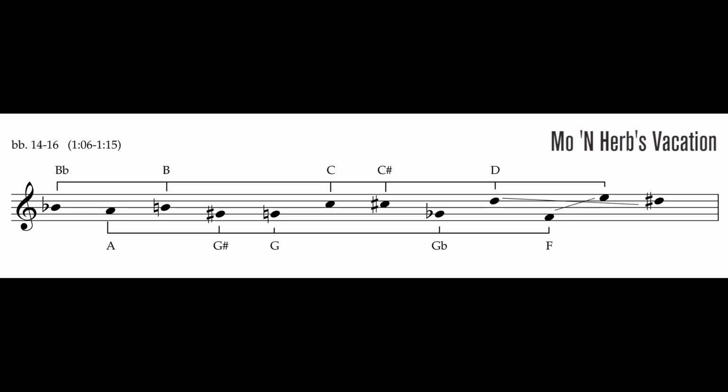In Moe and Herb's Vacation's second movement, at bars 14 to 16, Zappa employs the sound mask technique by gradually stacking notes to create a dense block of sound. At bar 14, notes in the violins begin to progressively overlap in the following order: B flat, A, B, G sharp, G, C, C sharp, G flat, D, F, E, D sharp, until all notes converge at bar 16.